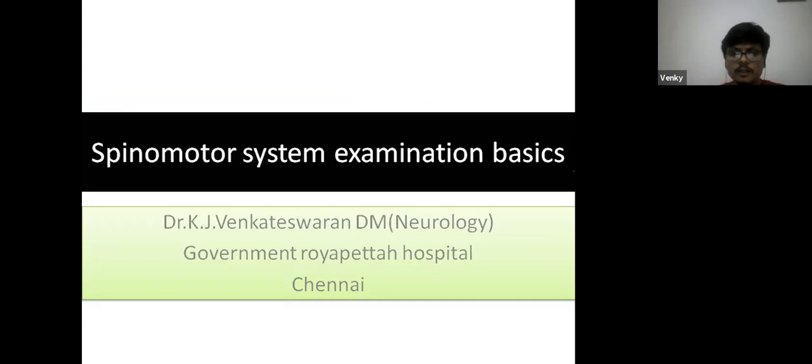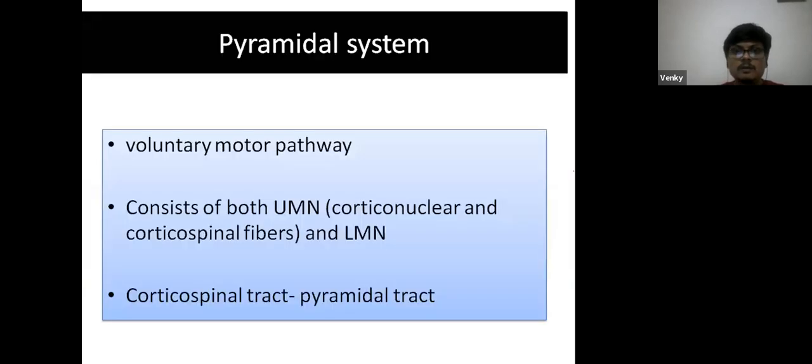Before starting the spinomotor system examination, we must know the anatomy of the upper motor neuron and the lower motor neuron. For that, we must know what the pyramidal system is. The pyramidal system is mainly the voluntary motor pathway, and it consists of both upper motor neuron and lower motor neuron. The upper motor neuron consists of corticonuclear as well as corticospinal fibers. These corticospinal fibers are called the pyramidal tract.